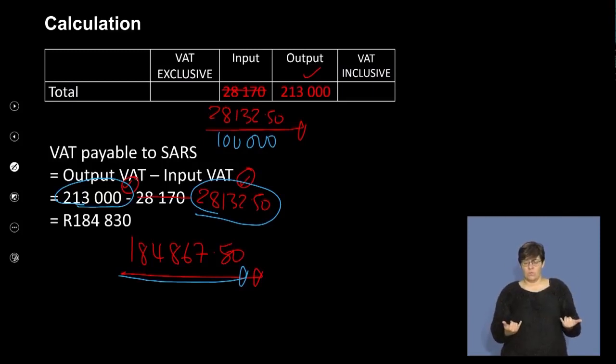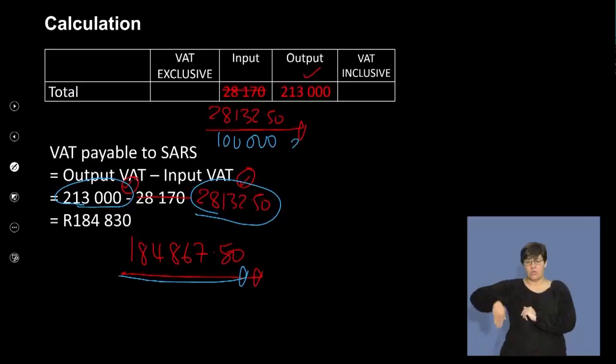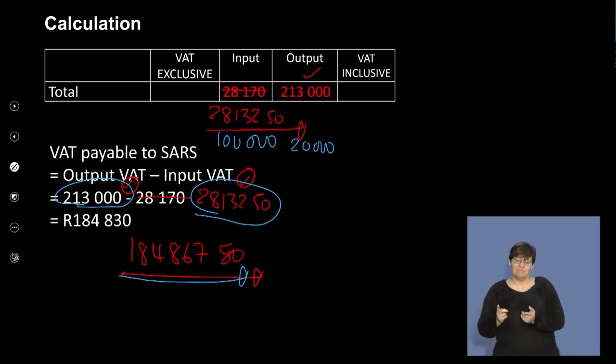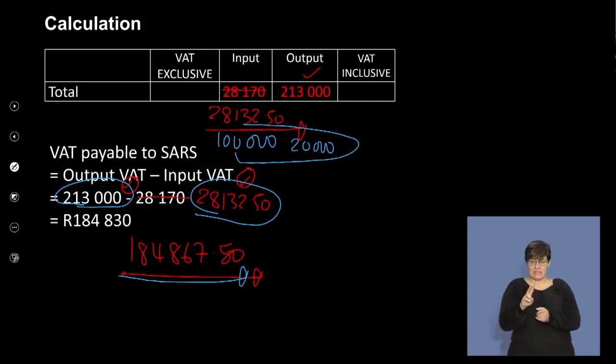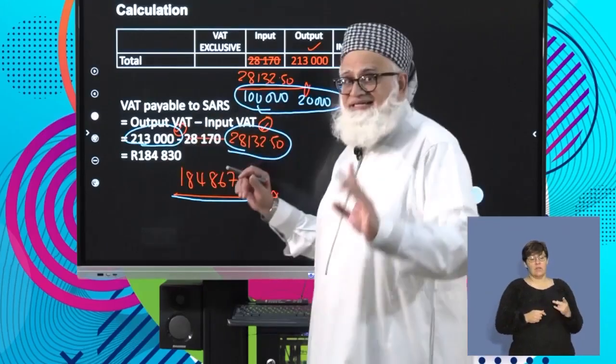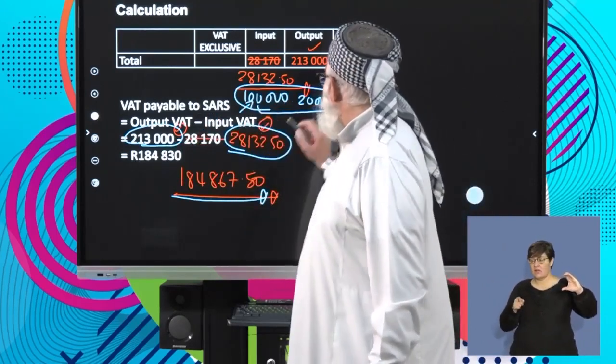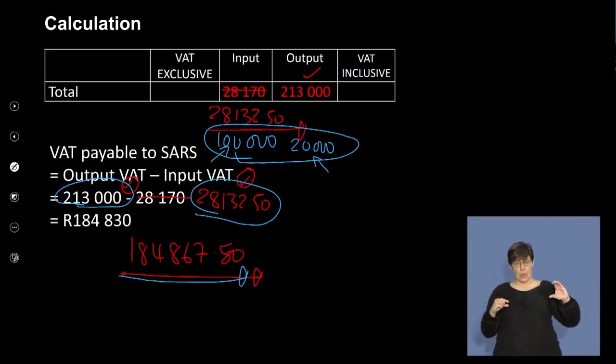Now remember this is another example, so I'm going to do it in a different color for you. Your output in this case is only 20,000. You've only collected 20,000 Rand as your output VAT. Clearly in this scenario, let me repeat that, your input VAT, which is the 100,000, is greater than your output VAT.